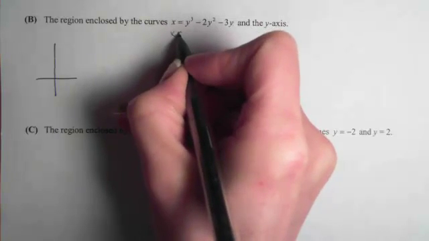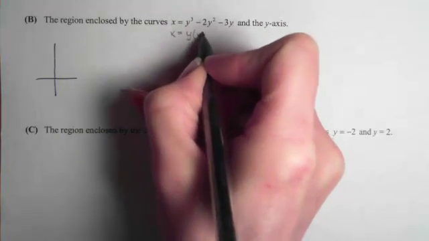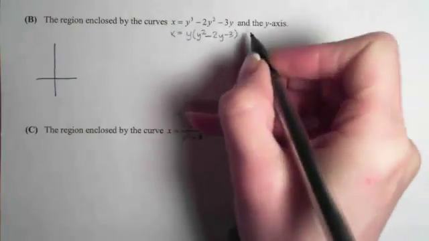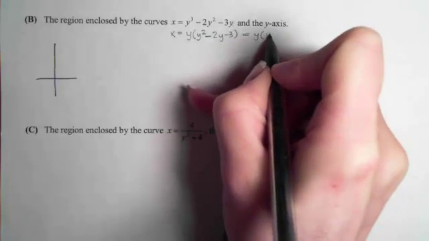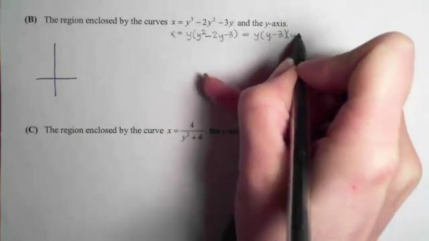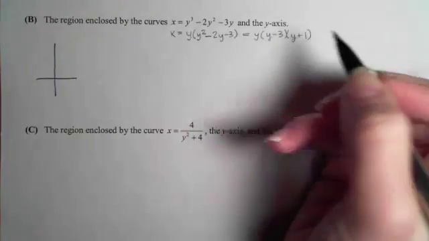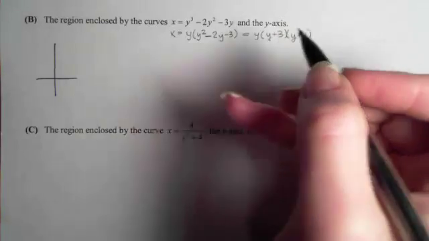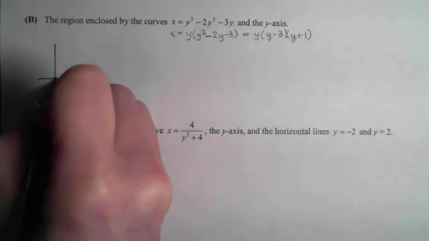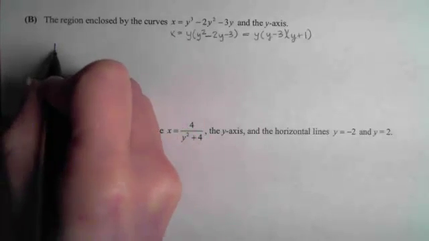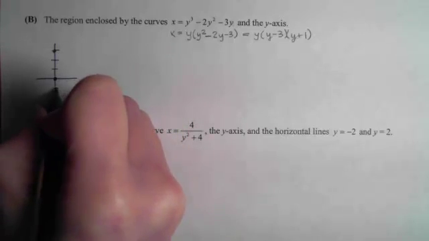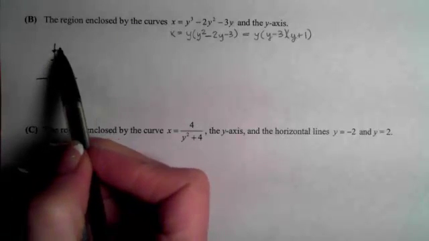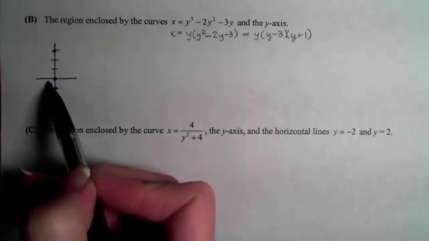So I'm going to factor this first, and I'll pull out a y, which gives me y squared minus 2y minus 3, which in turn will factor into y times (y minus 3) times (y plus 1). So I can see that when y is 0 or 3 or -1, I'm going to have intersections on the curve. So 0 or 3 or -1. So now we have to decide how this curve opens. Does it go through like this, or does it go the other direction?